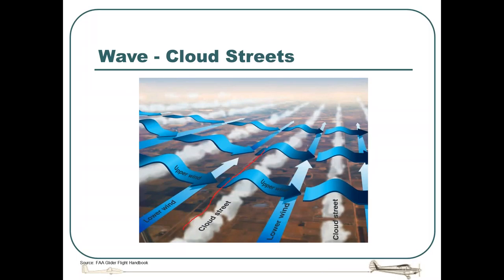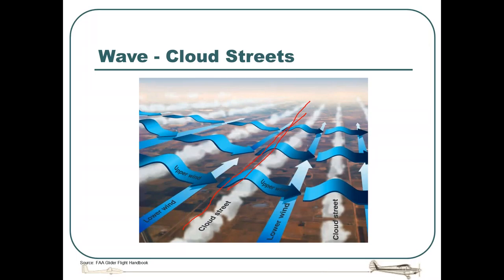Well, the cloud street is similar to that. It's not quite a roll cloud, but on the sunny upwind side of the cloud street, let's say you've got this area here, you'd be able to fly along that edge of the cloud street quite happily. That's another type of cloud you can fly under.